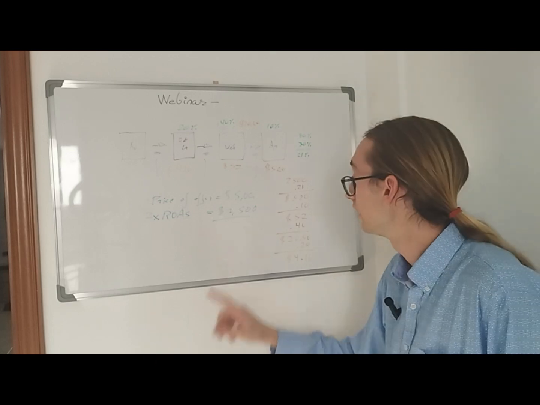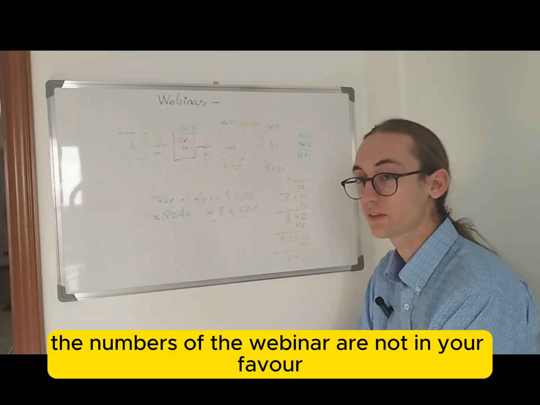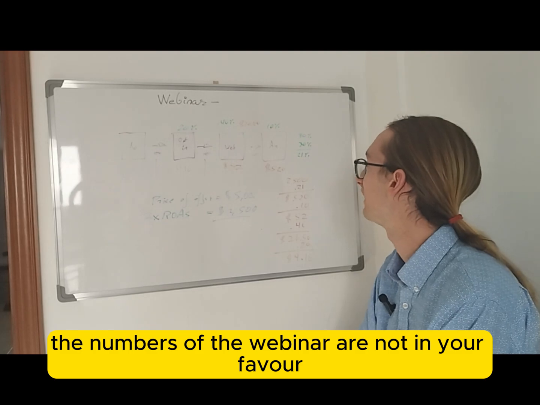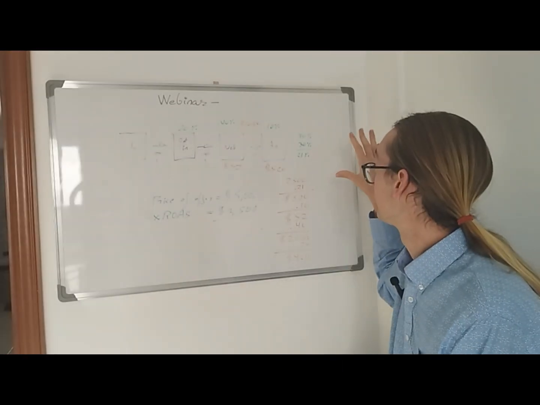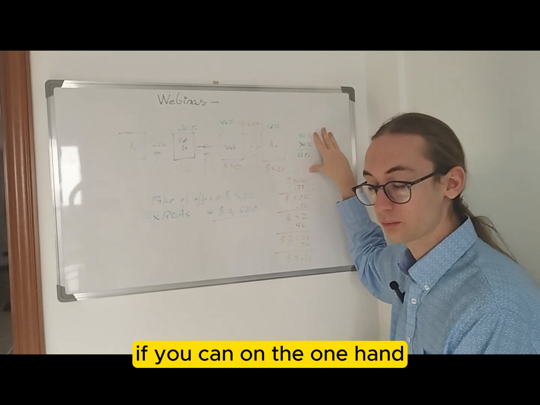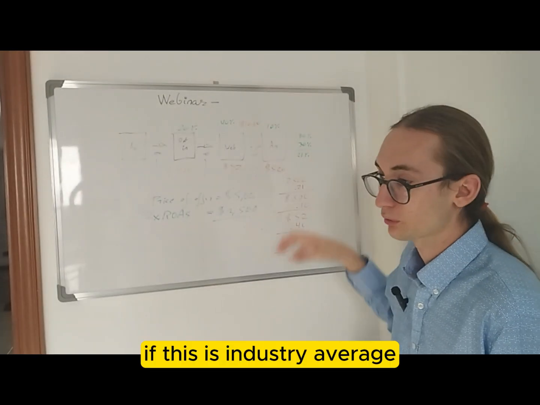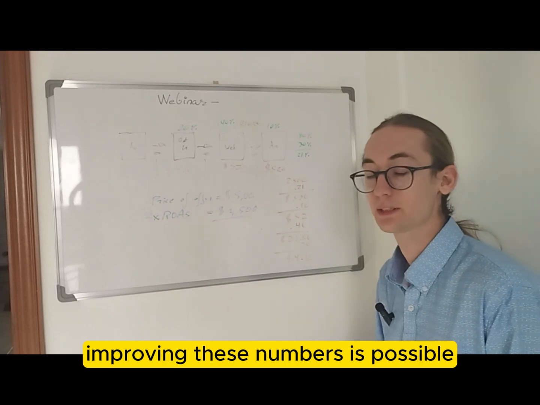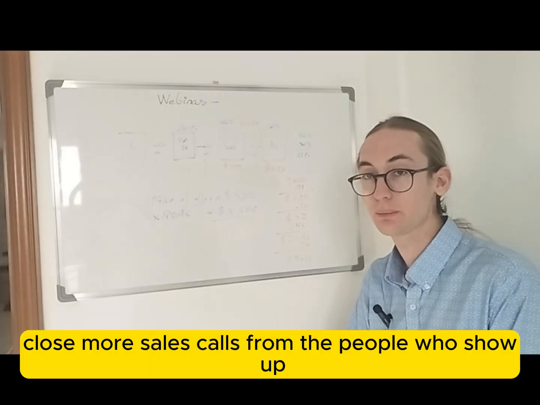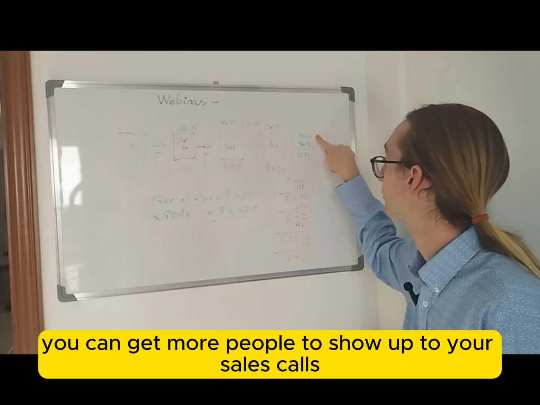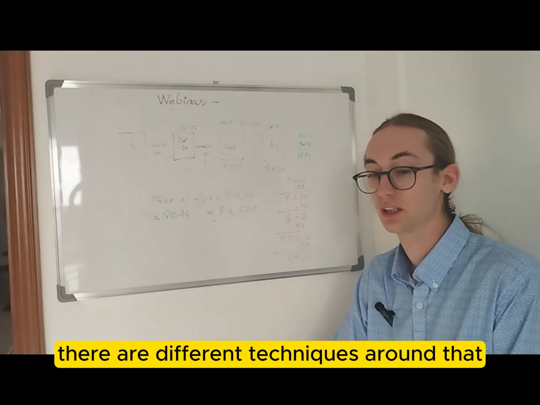Now, as it is normally, the numbers of the webinar are not in your favor because of this reason. If this is the industry average, improving these numbers is possible. You can close more sales calls from the people who show up. You can get more people to show up to your sales calls. There are different techniques around that.